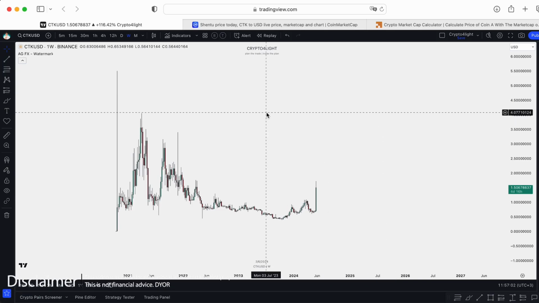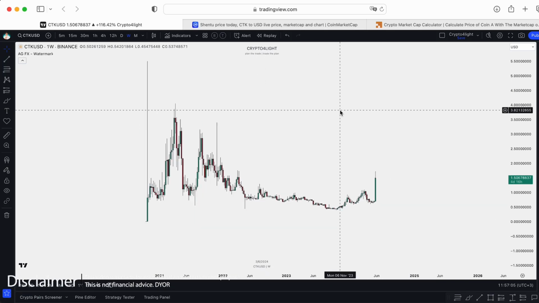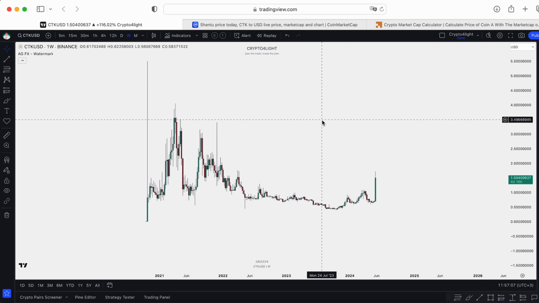Today we'd like to talk about the CTK USDT trading pair with my custom indicator set, main bull run plan. Let's dive in.